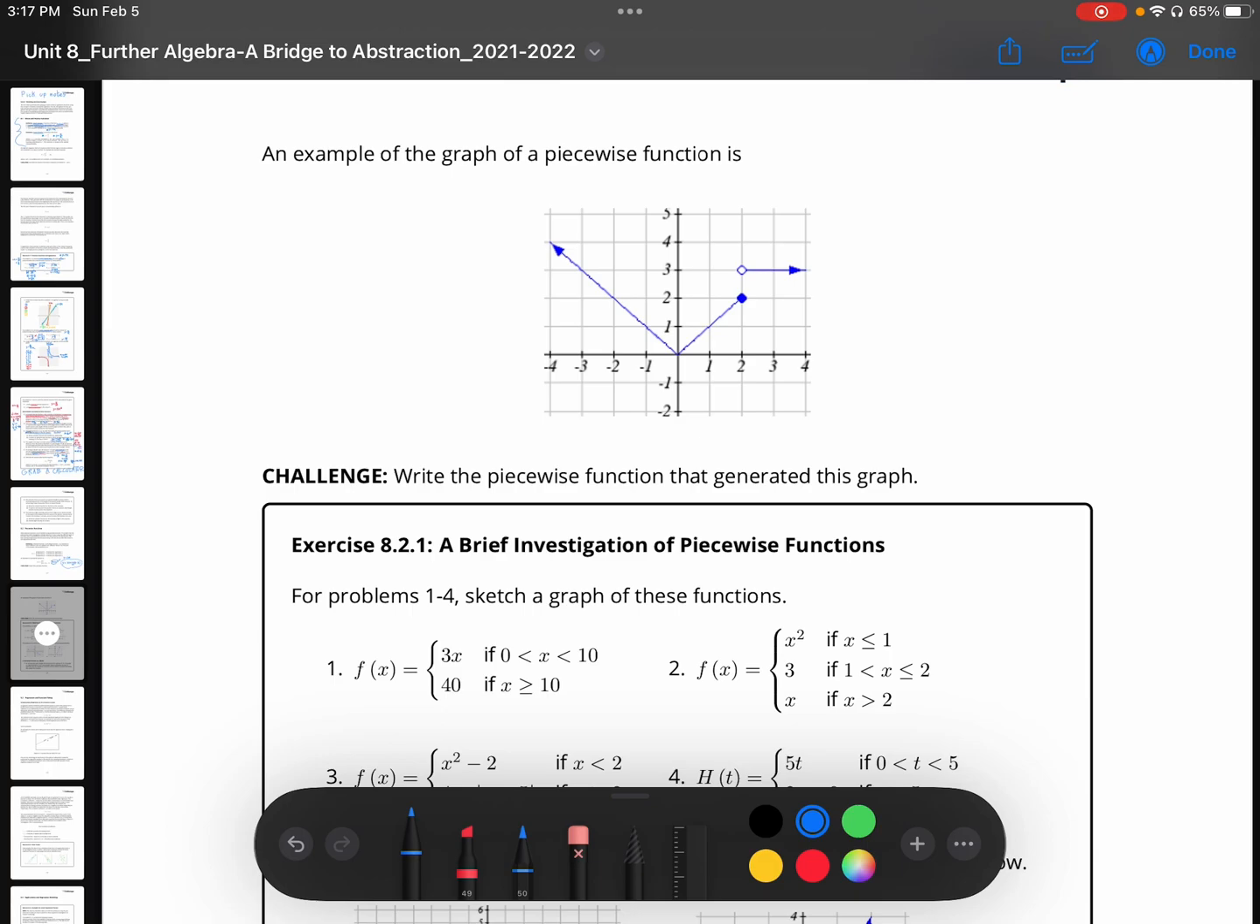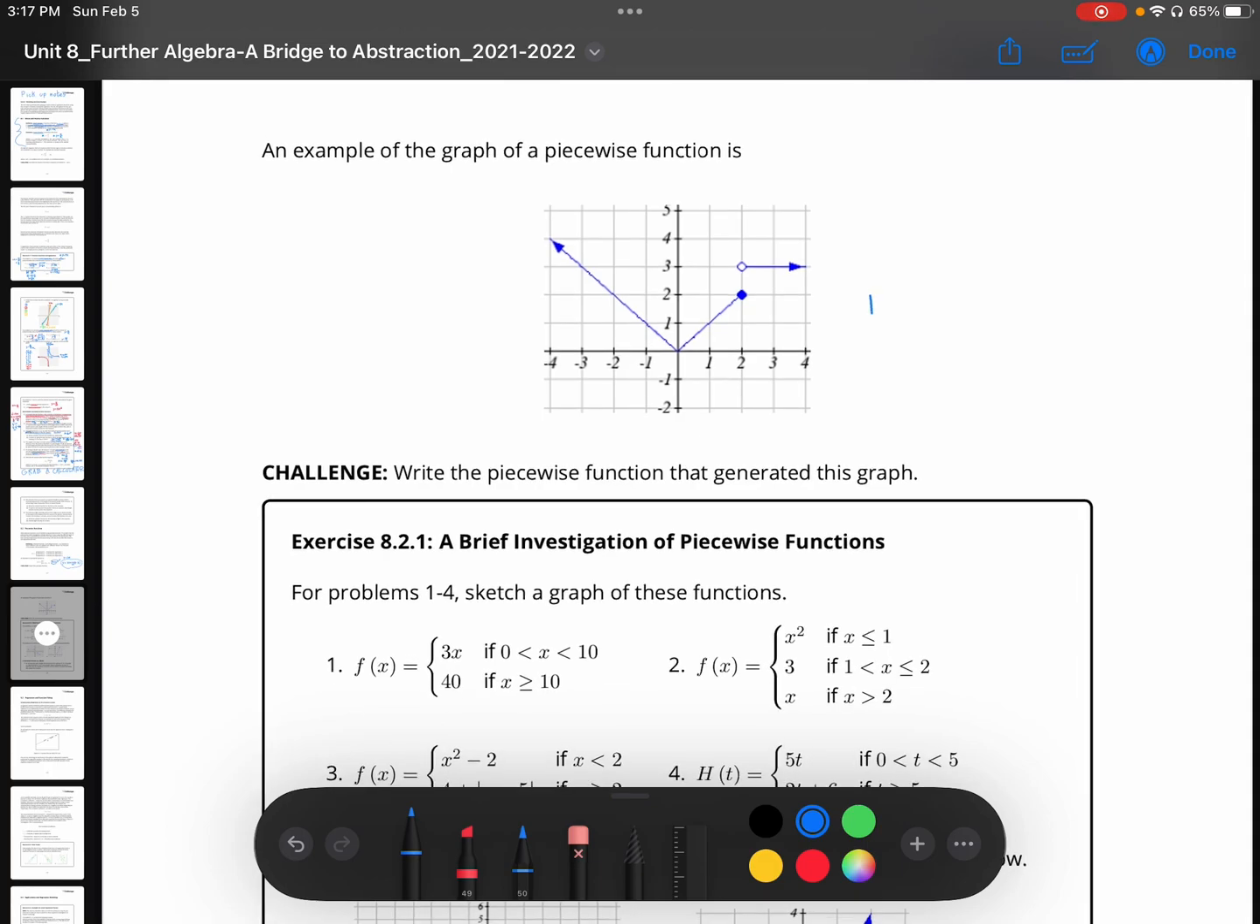All right. So, if I were to come up with an equation for this one, you have to use some previous knowledge. For example, I know that this part right here that looks like the letter V is the absolute value. So this would be the absolute value of x. How do I know exactly that? Well, it has a slope of 1 on both sides, and the vertex is right on the origin.